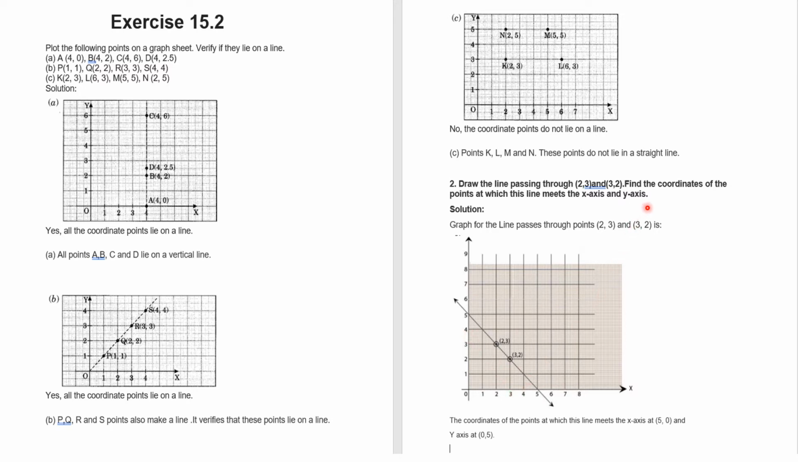Now the question is: find the coordinates of the points at which this line meets the x-axis and y-axis. So we have joined them and extended the line in both directions. What are we getting here? On the x-axis, where it meets, we get the point 5. So it is (5, 0). And when we check the y-axis, it is (0, 5). So with the help of the graph, you can answer each and every question.